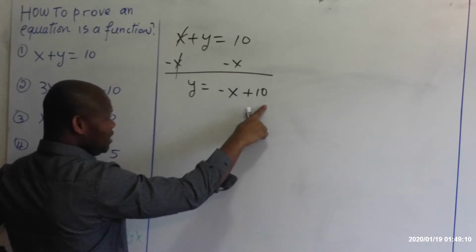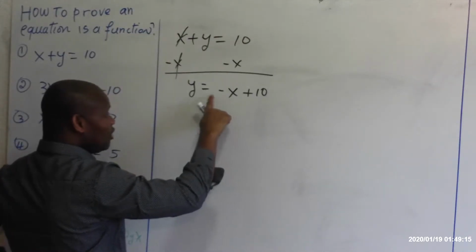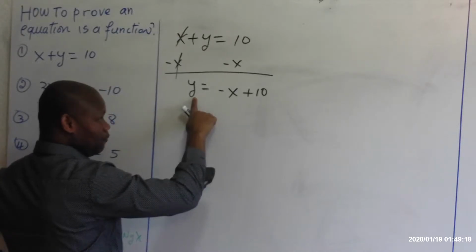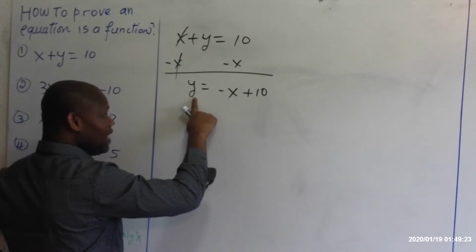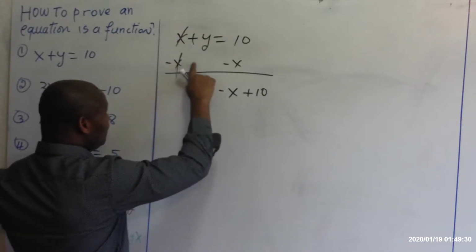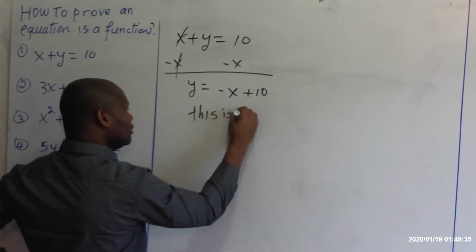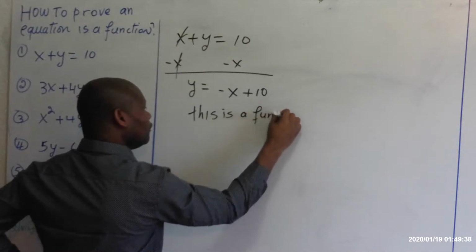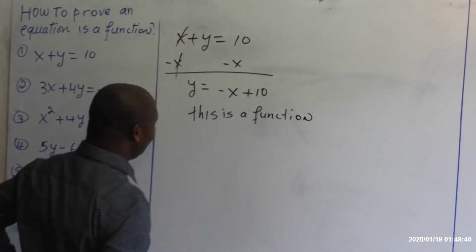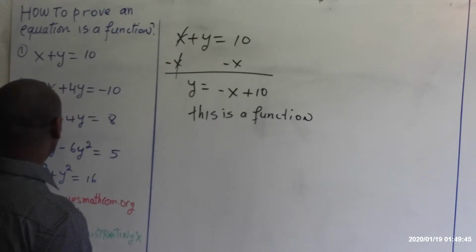As you can notice, whatever number I replace x by, I will have a unique value for y. Y is not going to change. I will have one value, it will be unique. Therefore, we can say this is a function. So, let's do the second example.